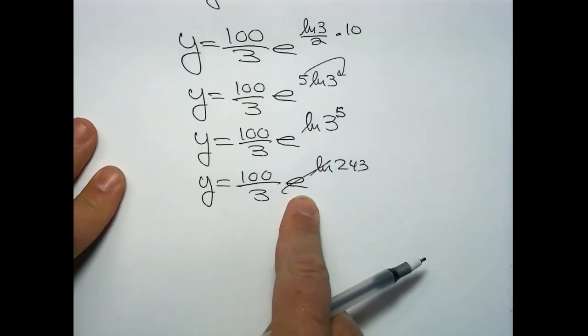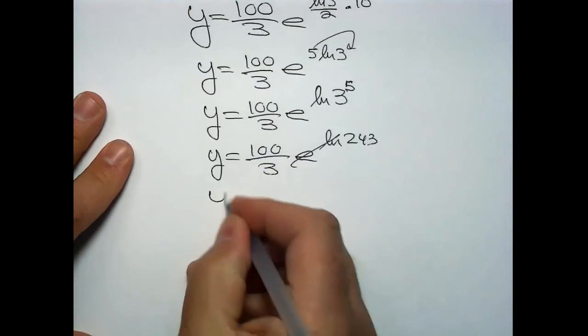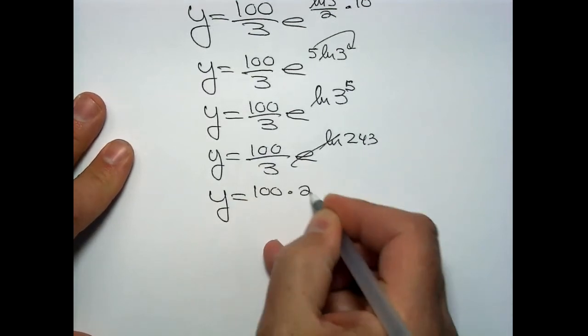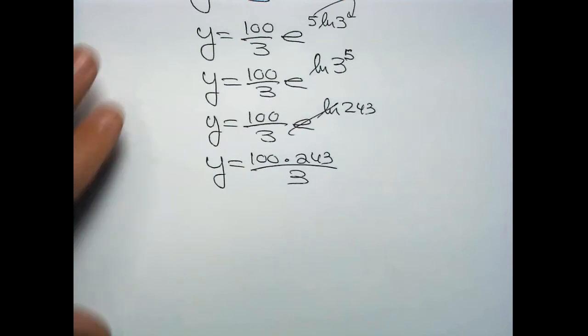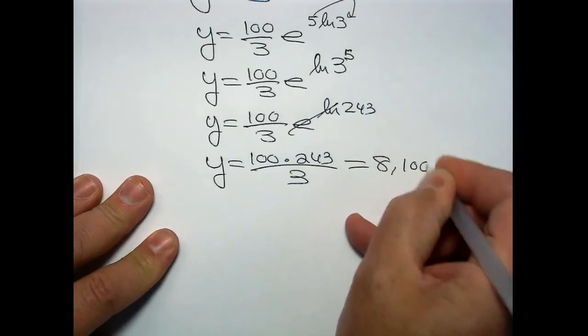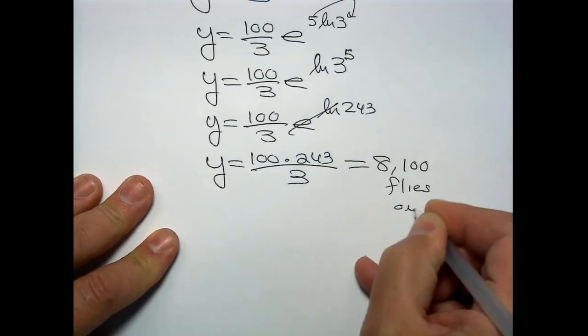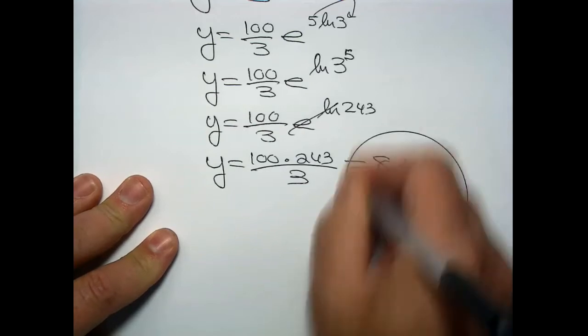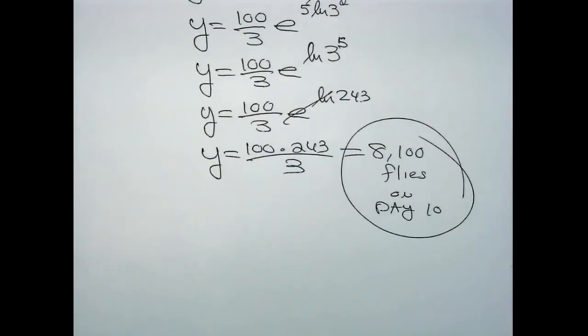E and ln cancel each other out. They're opposite operations. So what is y going to be? How many flies are we going to have? A lot. What's 100 times 243 divided by 3? 8,100 flies on day 10. This is by no means linear growth. Linear growth would mean you basically get the same number of extra flies every day, but the longer we wait, the faster this growth process becomes.